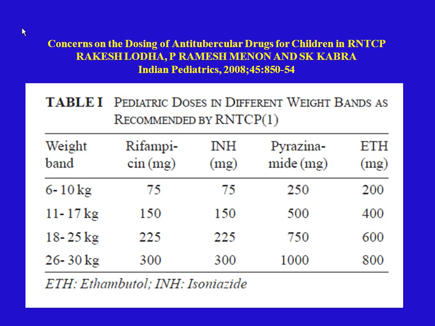Then in this phase, the child is going to gain weight, and we need to make a suitable amendment to the dose schedule. And these are the dose schedules as per the RNTCP protocol, where weights are put into 4 weight categories: 6 to 10, 11 to 17, 18 to 25, and 26 to 30. That's how these doses need to be increased as the patient moves from one weight range to the next.